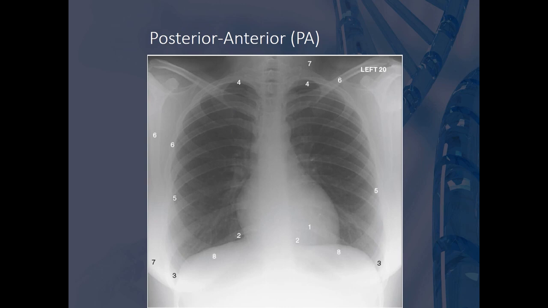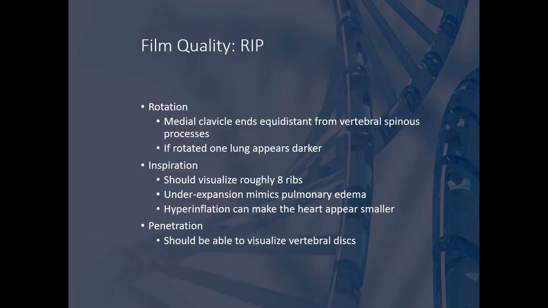So this is a normal posterior to anterior chest x-ray, and we're going to be going over the difference between an anterior to posterior film and why we look at this. When we're talking about the film quality, what we're talking about here is rotation, inspiration, and penetration. So we want to know if something's rotated correctly.